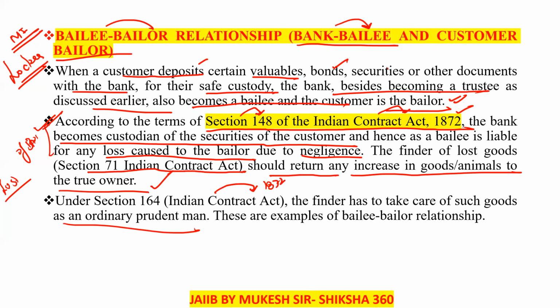These are the examples of the bailee-bailor relationship. In the examination, the important point they will ask is whether the bank acts as a bailee or as a bailor. You just have to remember these things. As per section 148 of the Indian Contract Act 1872, the bank becomes custodian of the securities of the customer and acts as a bailee, and is liable for any loss caused to the bailor due to negligence.